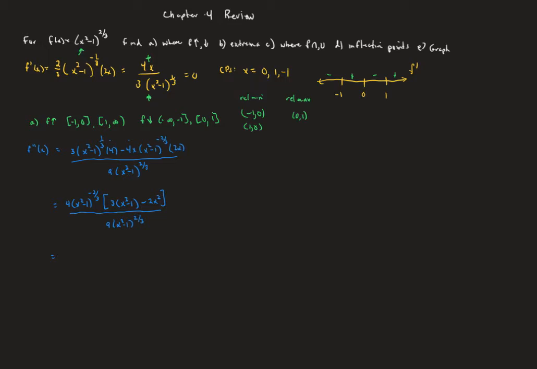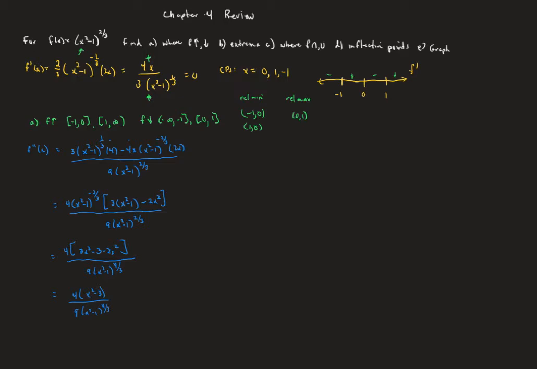So the 4 we're going to leave outside there. That x squared minus 1 to the negative 2/3 will move into the denominator. That will add to that power of 2/3 down there, making it x squared minus 1 to the 4/3. Inside the bracket, if we distribute, we're going to get 3x squared minus 3 minus 2x squared. So finally, we're getting to 4 times, and I think that will be x squared minus 3. And we've got the 9 and the x squared minus 1 to the 4/3.